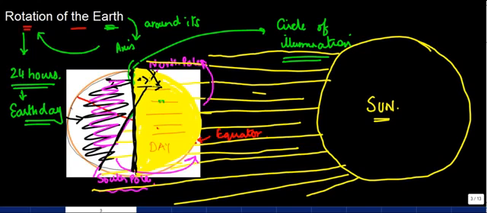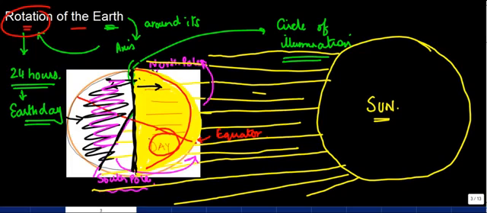Now can you tell me what will happen if the rotation was not there? If this thing did not happen, if the Earth did not move, what will happen? This portion of Earth which had day will always have day, and the one which had night will always have night. So this part of the Earth is always going to remain hot, and this will always remain cold. So therefore this rotation is very important, right?